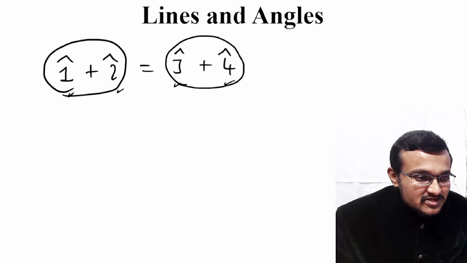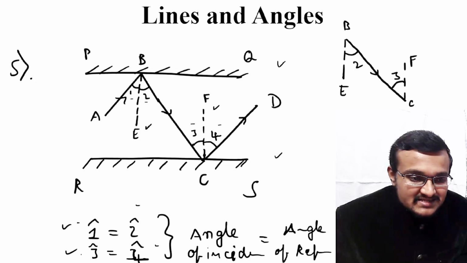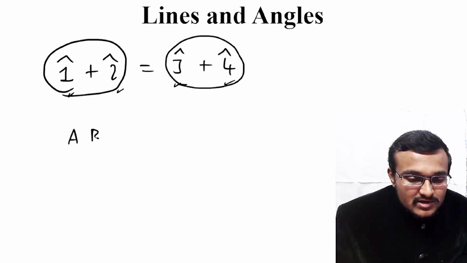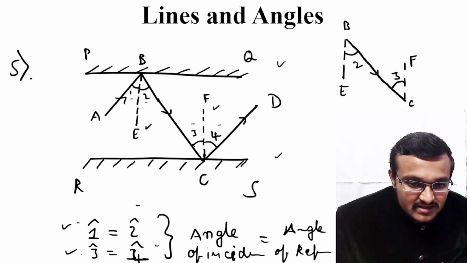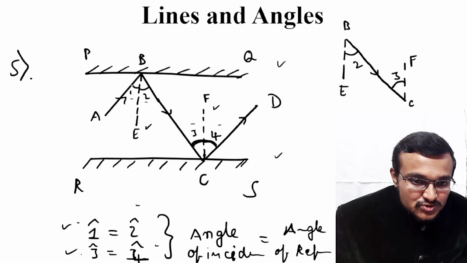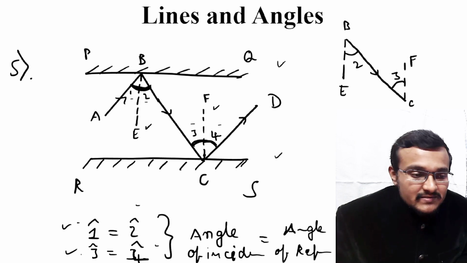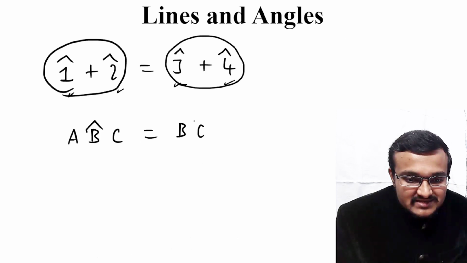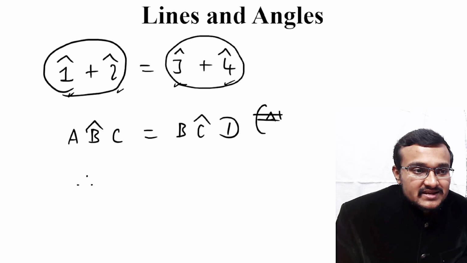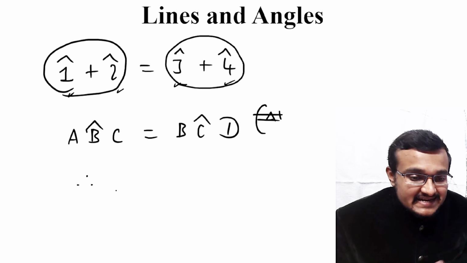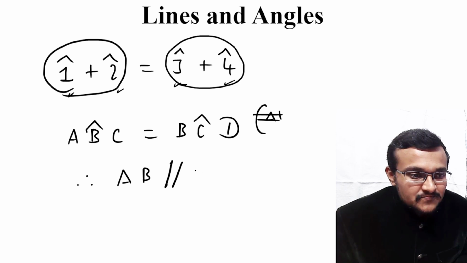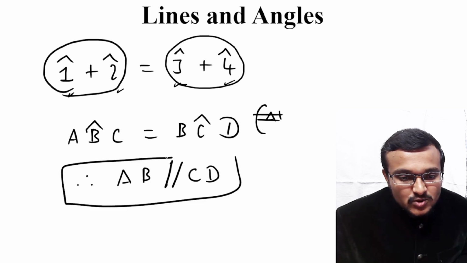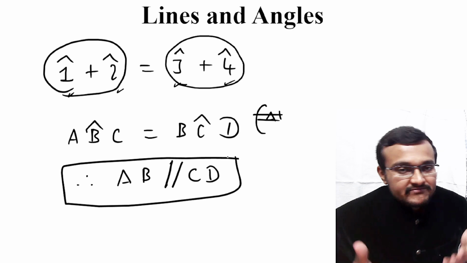So 1 plus 2 is equal to 3 plus 4 means we are getting the ABC angle equal to the BCD angle. So these two angles we are proving are equal to each other. ABC is equal to BCD, which means they are acting as alternating angles. So that means AB should be parallel to CD. This is what they have asked to prove in this question and we have proved that.